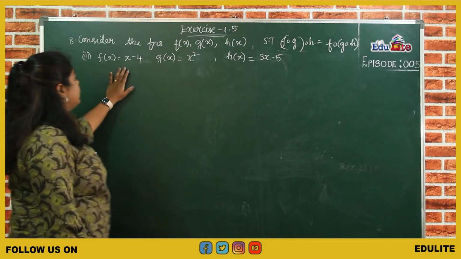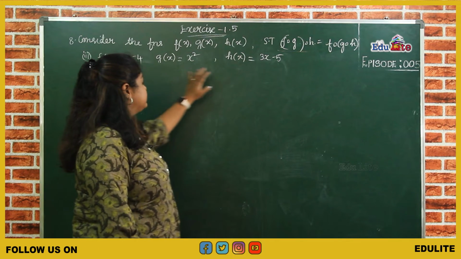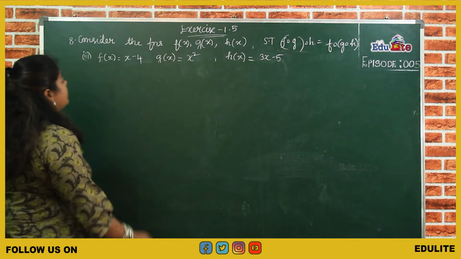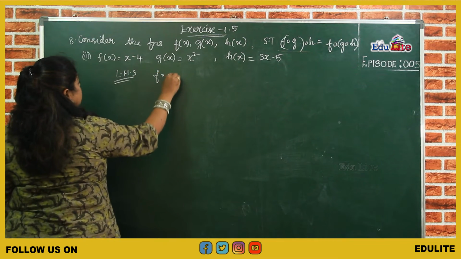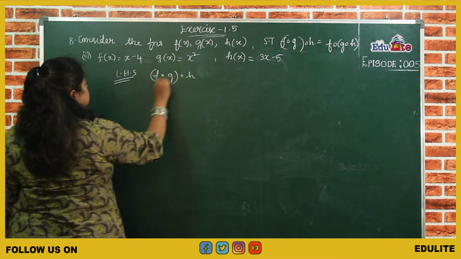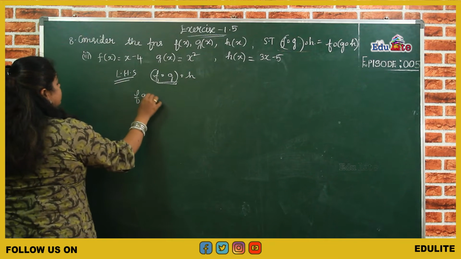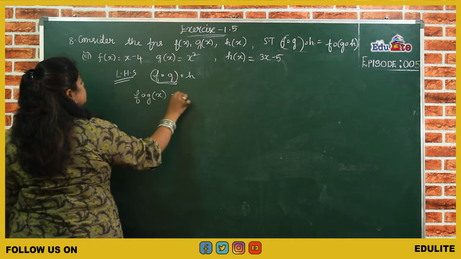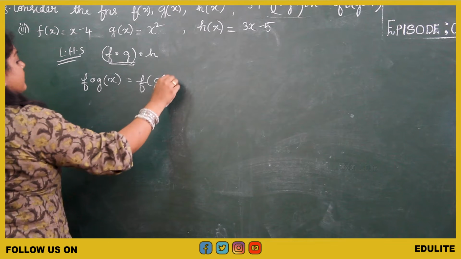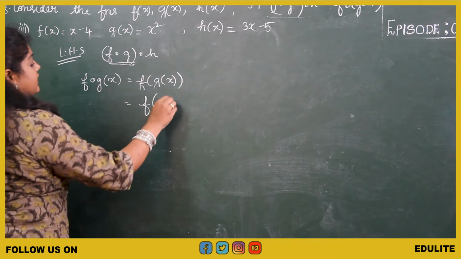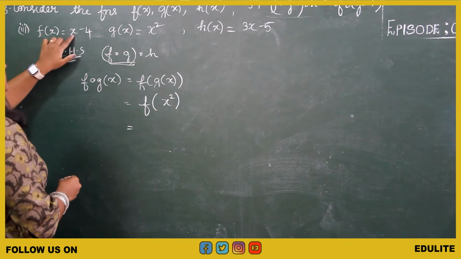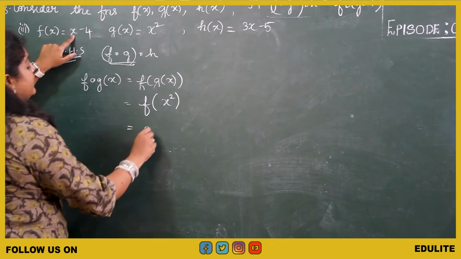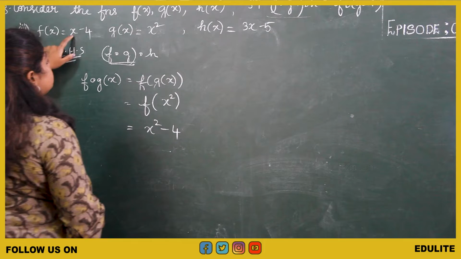For the third problem, f of x is x minus 4, g of x is x squared, h of x is 3x minus 5. First we will prove the left hand side, f composite g composite h. So we will consider within the brackets, f composite g of x is equal to f of g of x. F of g of x is x squared. Now we have to use the function f of x. Instead of x we have to substitute x squared. This will become x squared minus 4.